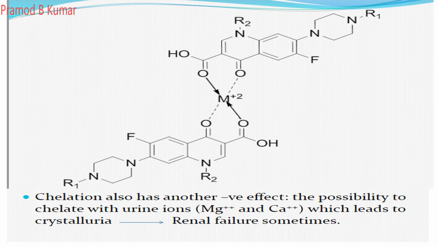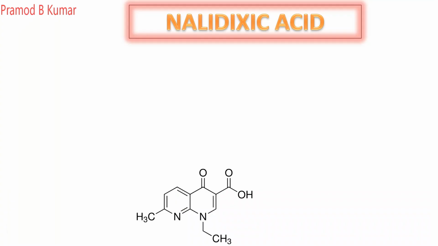Frequently asked question: why should we not prescribe an antacid along with a fluoroquinolone? Because it forms a metal complex which leads to chelation, which leads to formation of crystalluria. This leads to renal failure by forming stones. So this is the reason why you should not prescribe an antacid with your quinolones. So next example is NALIDIXIC acid.